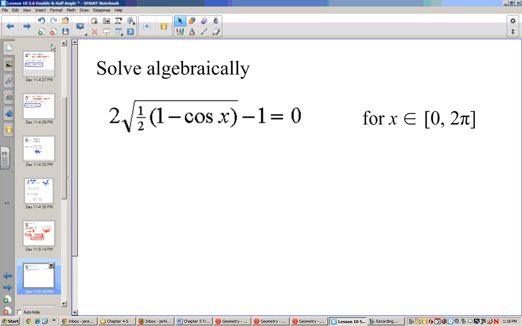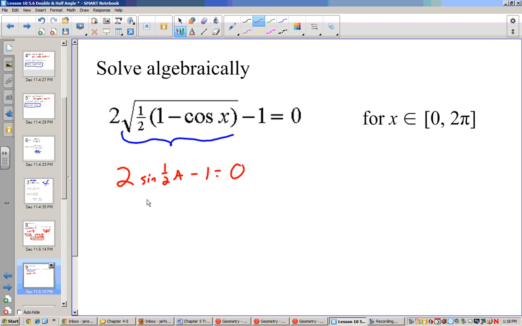All right, let's keep going. Now, if I want to solve this, this thing inside, where the square root is 1/2 times 1 minus cosine, that's going to be the sine of 1/2 a. So I write 2 sine of 1/2 a minus 1 is equal to 0. Now I add 1 and divide by 2 on both sides of the equation. So sine of 1/2 a is equal to 1/2.